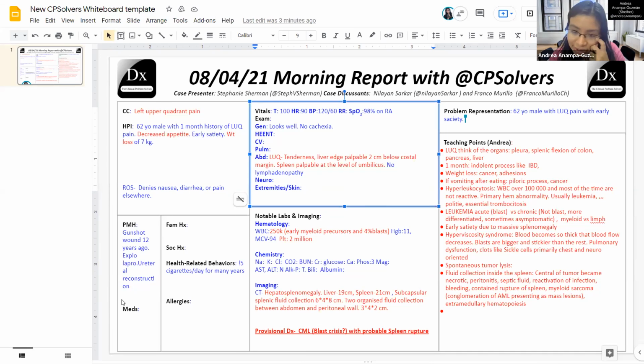And when we had the CT and the physical exam, we found that the early satiety may be due to massive splenomegaly. In this patient with this cell count, we talked about hyperviscosity, where the blood is saturated with cells and becomes so thick that blood flow in our body decreases. Saben told us to pay close attention to the blasts because they are bigger and stickier, and they can cause pulmonary dysfunction and clots. It's like sickle cells, but primarily in the chest and neurologic. And in these cases, we can also think about spontaneous tumor lysis.